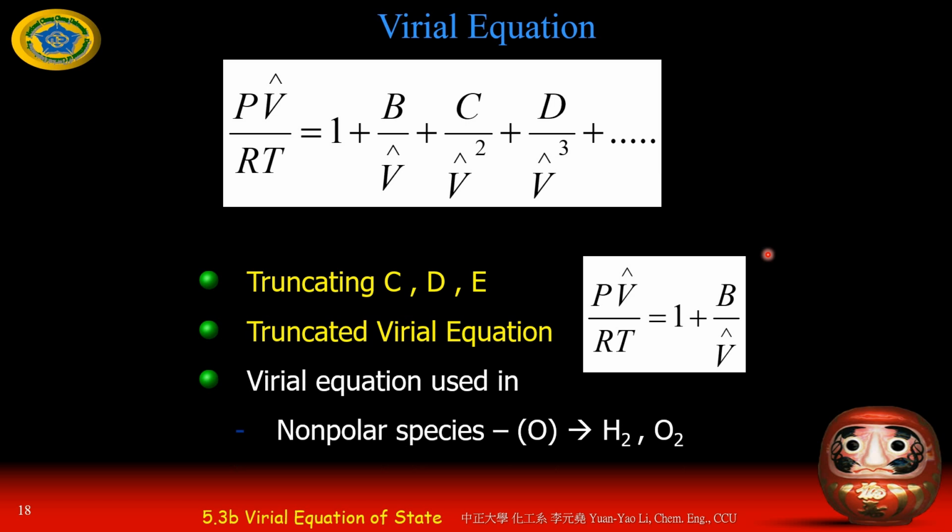Okay? So the Virial equation of state is used in what? Normally, this equation can be used for non-polar species, for example, like hydrogen, or oxygen, or nitrogen. These are non-polar species. For polar species like water, this is a polar component, so the Virial equation of state is not suitable.